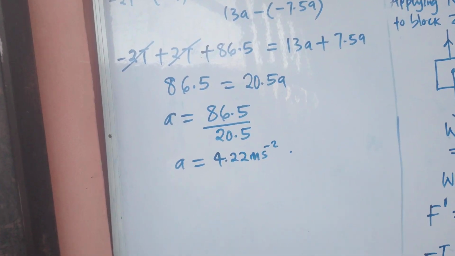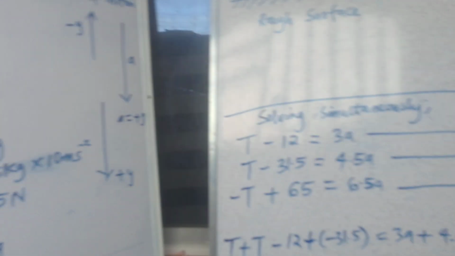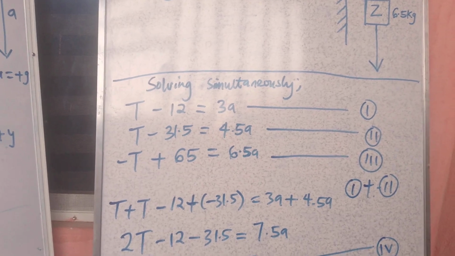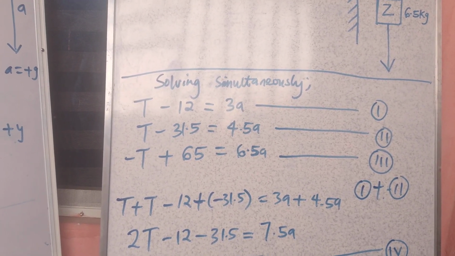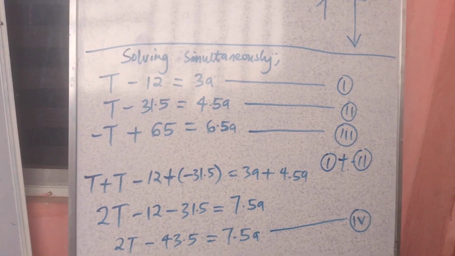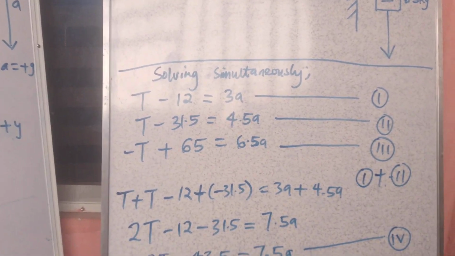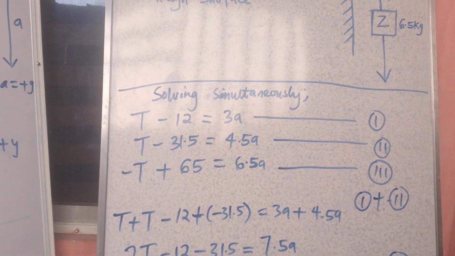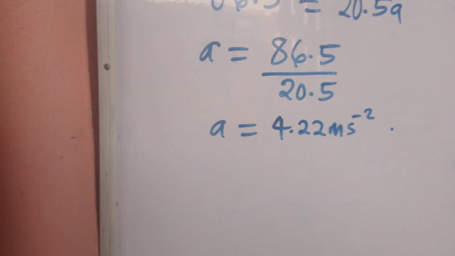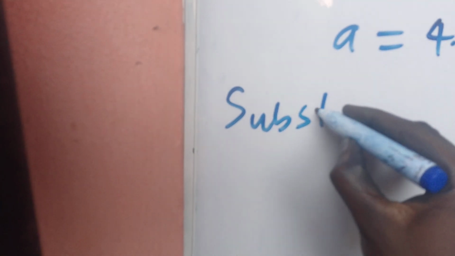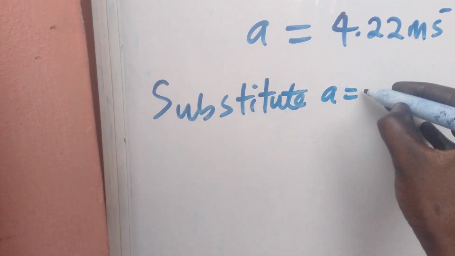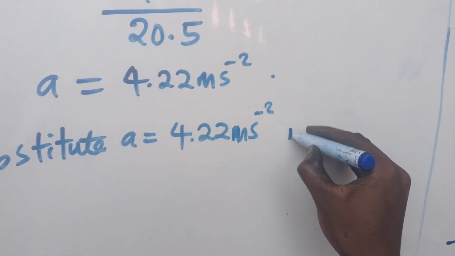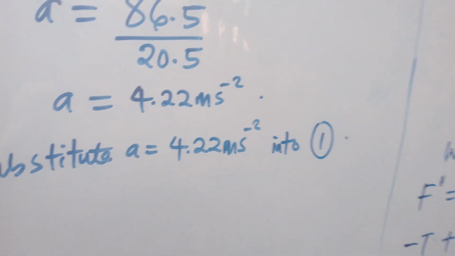Now I can go back to equation 1 or equation 2. Equation 1 is T minus 12 equals 3A. Or I can substitute A into equation 2, which is T minus 31.5 equals 4.5A. Or substitute A into equation 3, which is minus T plus 65 equals 6.5A. Any of them will give me the value of the tension T. So let's use equation 1. I substitute A equal to 4.22 meters per second squared into equation 1.